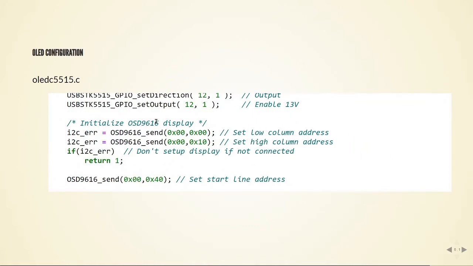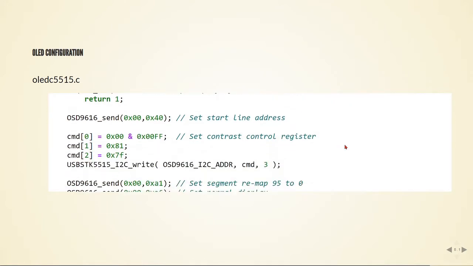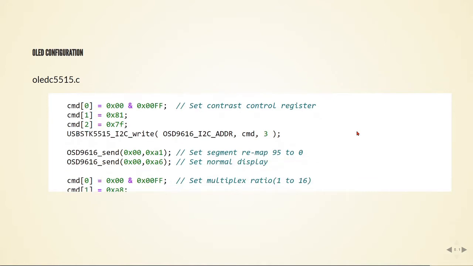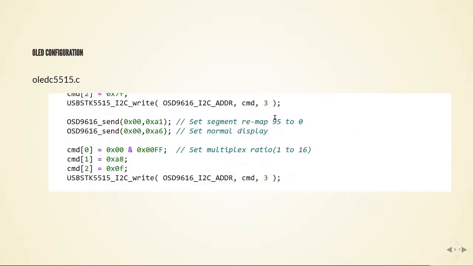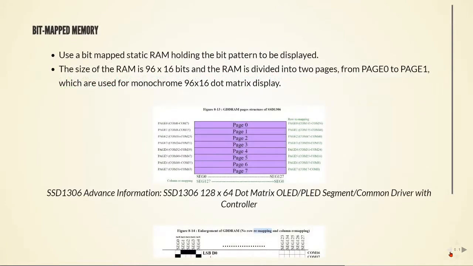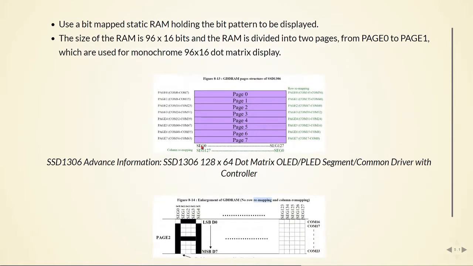Then we are initializing the display. We need to set the start lines, set the contrast levels. This remap is something really interesting, because we can invert, for example, this can go from 0 to 127 or from 127 to 0. So it's useful to invert rows and columns, so horizontally and vertically. That can be very useful.